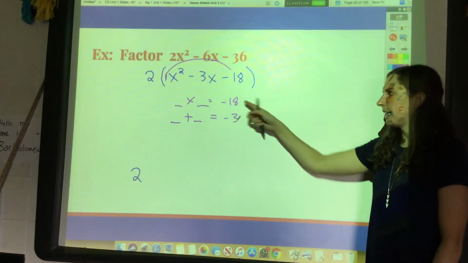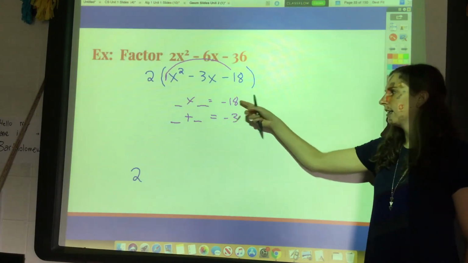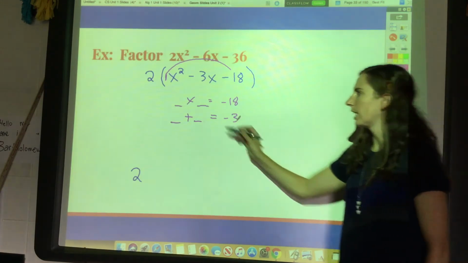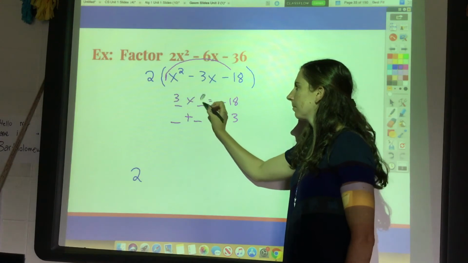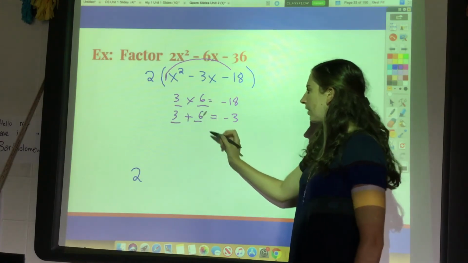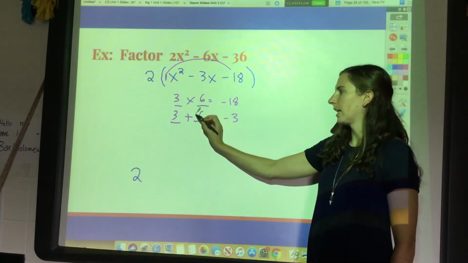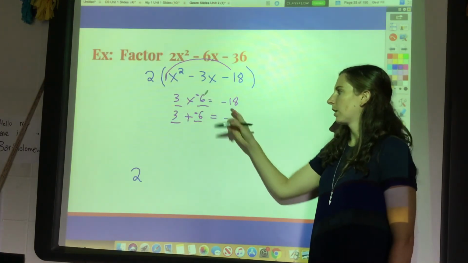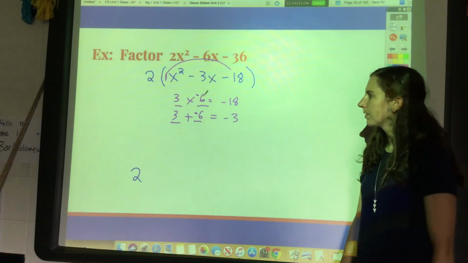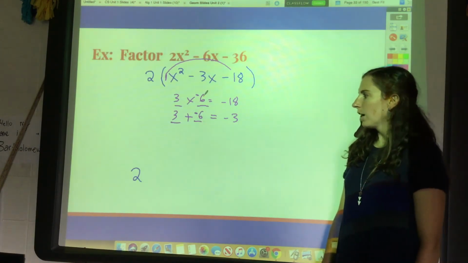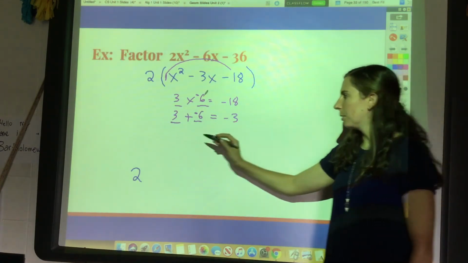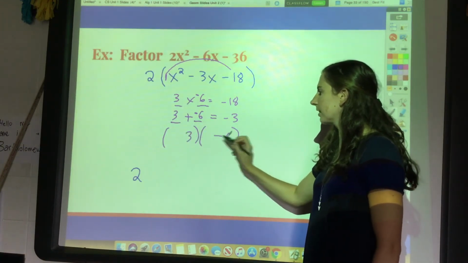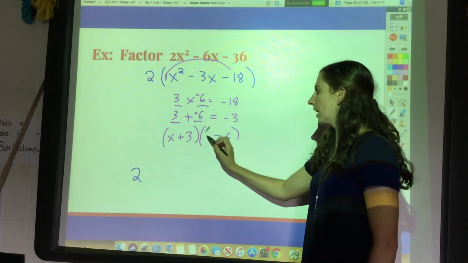So I could do 1 and 18, 2 and 9, 3 and 6. 3 and 6 is probably good because those are apart by 3. I need the 6 to be negative so that it's more negative than it is positive. So I can add to negative 3. Okay, so 3 and negative 6 are my two numbers, so I'll fill those into my factors. 3 and negative 6. You need x's as well.